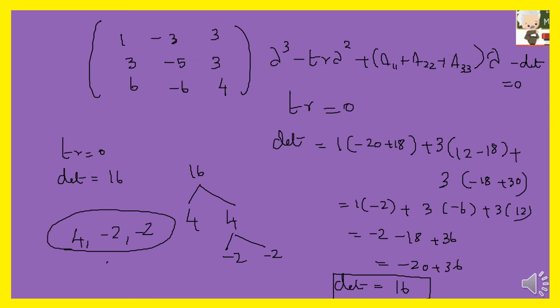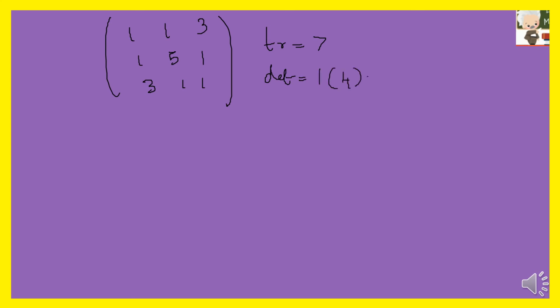Okay, let me give a few more examples. You will understand it. So the next example, what I'm going to consider is a matrix 1, 1, 3, then 1, 5, 1, 3, 1, 1. Okay. So what is my trace here? Trace is 7. Let me find the determinant, which will be 1 into 5 minus 1, which will be 4, minus 1 into 1 minus 3, again minus 2, plus 3 into 1 minus 15, minus 14. So again it will be 4 plus 2 minus 42. So 6 minus 42 will be minus 36.